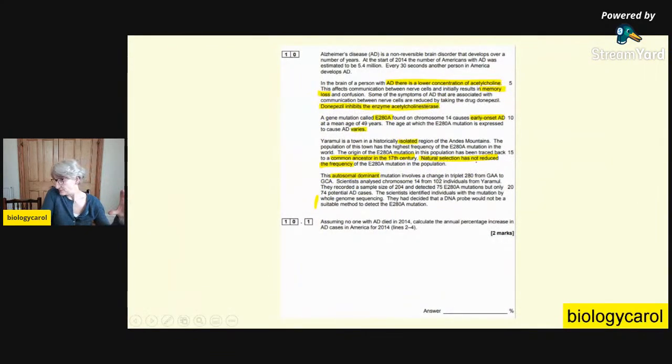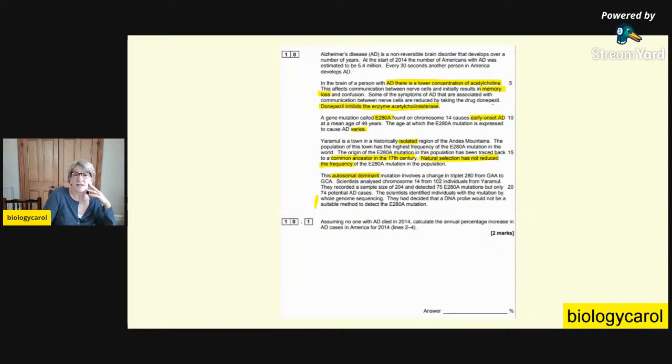Finally, question 10. Here we go. We're on the home straight now. Alzheimer's is a non-reversible brain disorder that develops over a number of years. At the start of 2014, the number of Americans who had it was 5.4 million. Every 30 seconds, another person in America develops AD. Wow. In the brain of AD sufferers, there is a lower concentration of acetylcholine. This affects communication between cells. That's not very surprising given our knowledge of synapses, and initially results in memory loss and confusion.